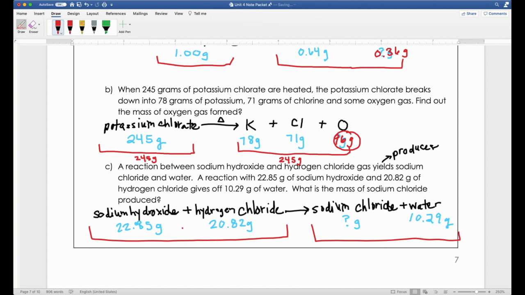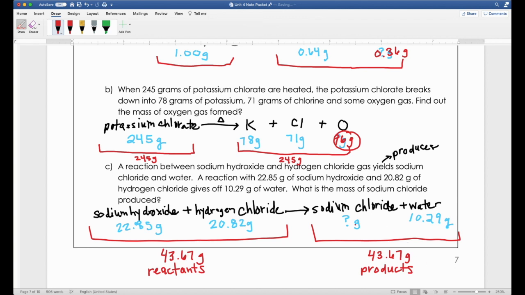Since we have both of our reactants, let's find the sum of these two. I have 43.67 grams of reactants total. That means that I must also produce 43.67 grams of products, because that's what the law of conservation of mass said. Mass is conserved in a chemical reaction. I can't lose or gain anything new as a result of this.